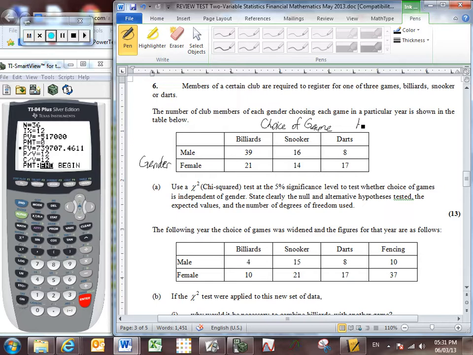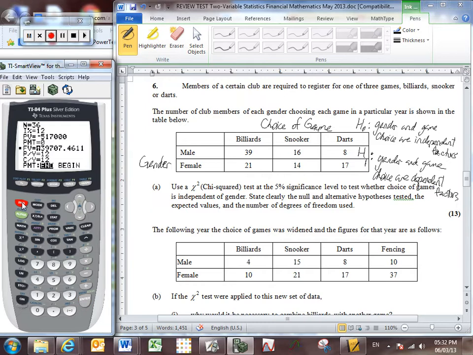Okay, so our null hypothesis is that gender and game choice are independent factors. And the alternative hypothesis, H1, is of course the opposite, that gender and game choice are dependent factors. Now then, we need to give the expected values. So to do the expected values, let's go into matrix.